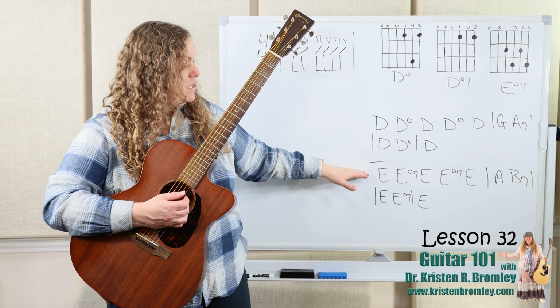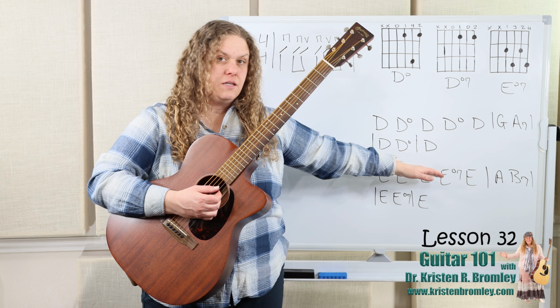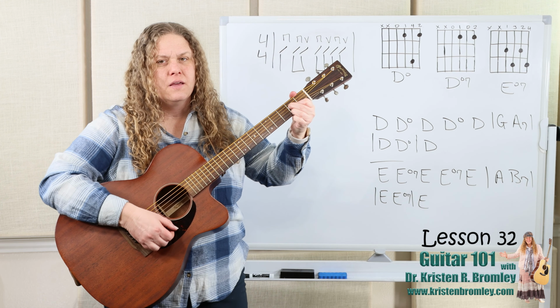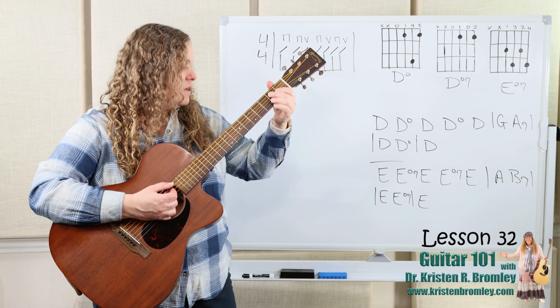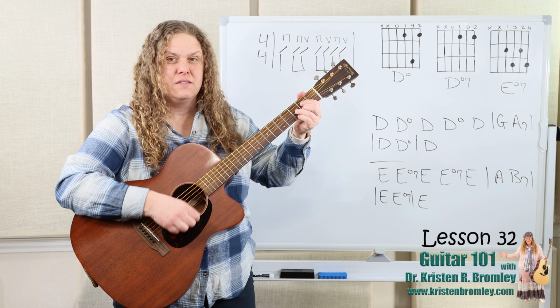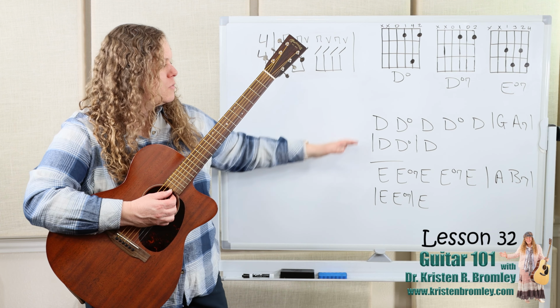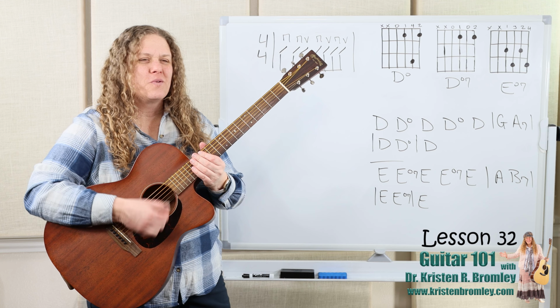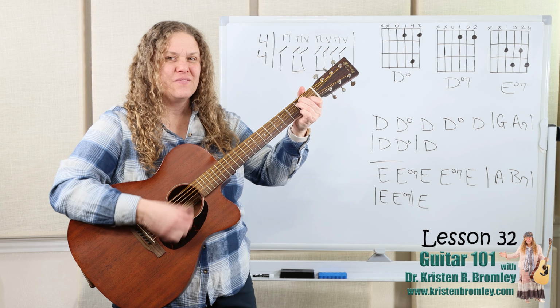So we'll have E to E diminished seventh to E to E diminished seventh to E. Then in the same measure we'll have A, E7, and then E to E diminished 7 to the E. So same chord progression as above, but in a different key. Here we go. 1, 2, ready, and you got E.